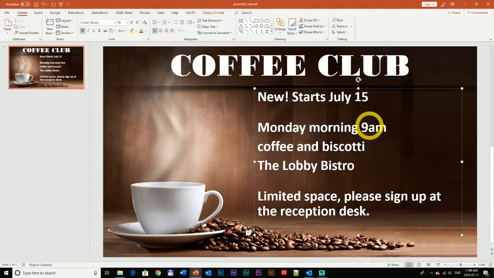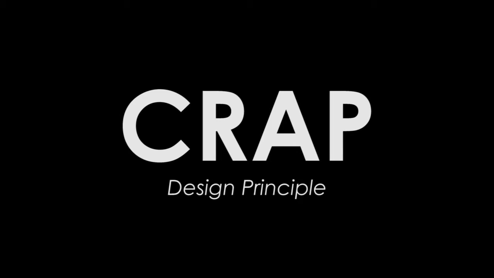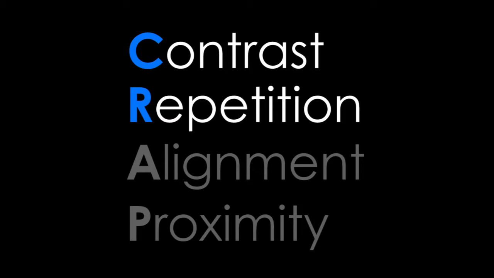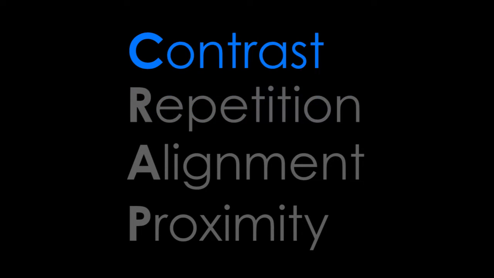It's very simple. As you can see, we really haven't done much to our slide, but it's very important to understand when and why you should be using certain types of alignments. Just to recap, up until this point, out of the CRAP design principle, we have covered proximity and alignment. Stay tuned for our other tutorials that are going to explain repetition and contrast.